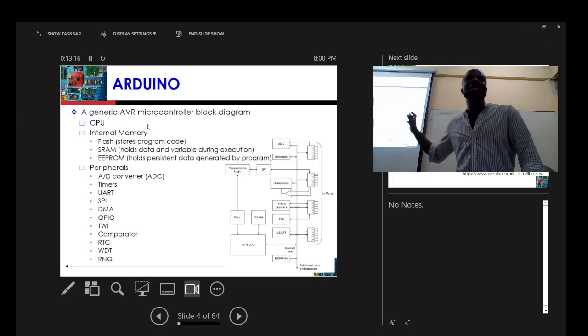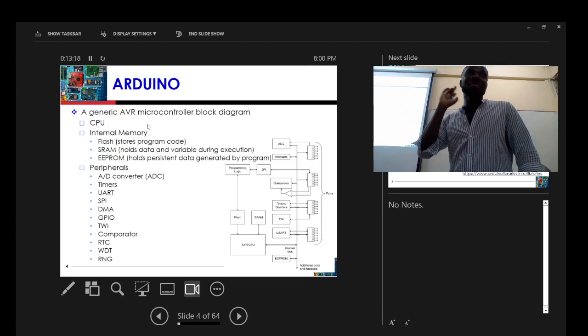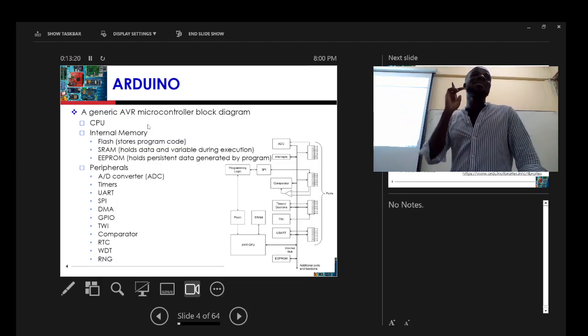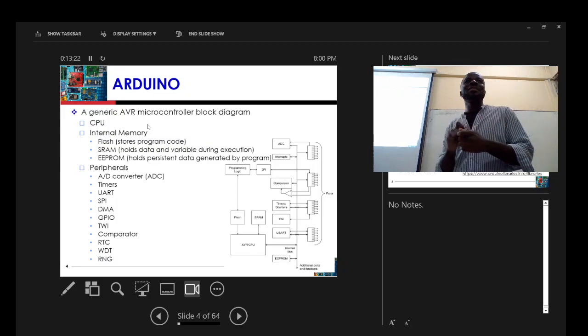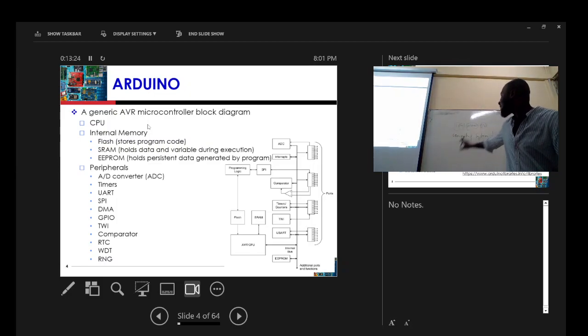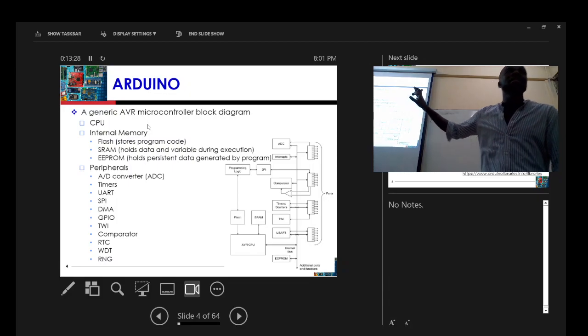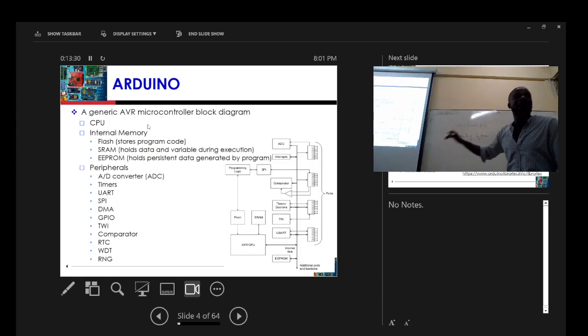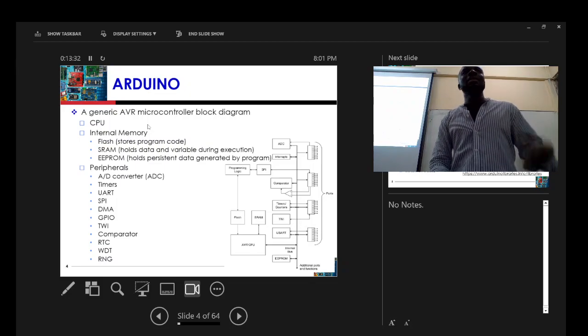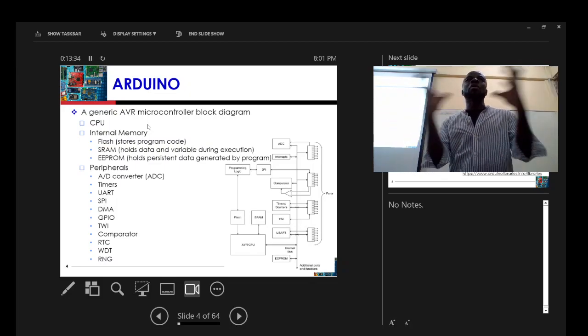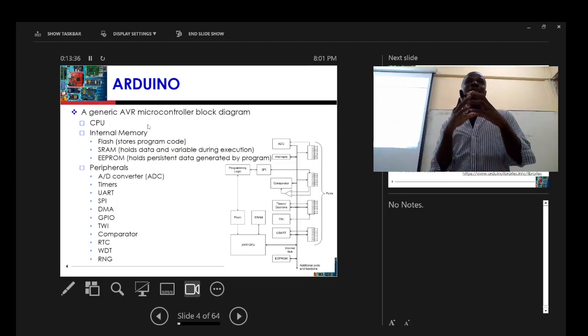What of an embedded system? So an embedded system has exactly the same things: CPU, memory, I/O. But the CPU, the memory, and the I/O are on a single chip. Are you getting the difference?